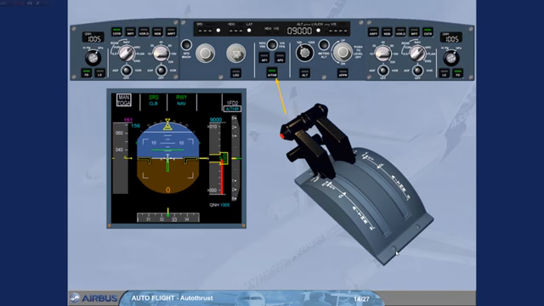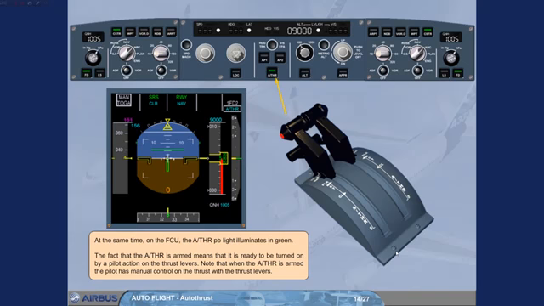The fact that the autothrust is armed means that it is ready to be turned on by a pilot action on the thrust levers. Note that when the autothrust is armed, the pilot has manual control on the thrust with the thrust levers.